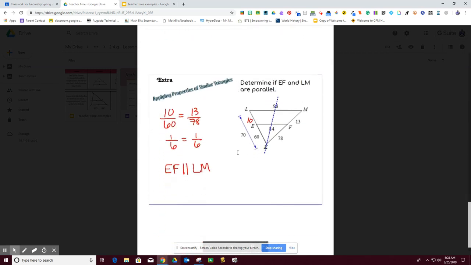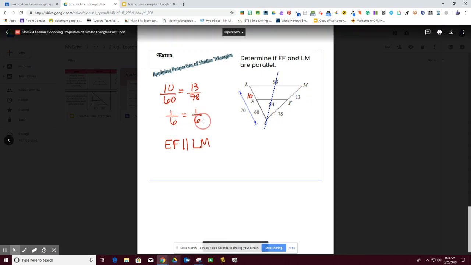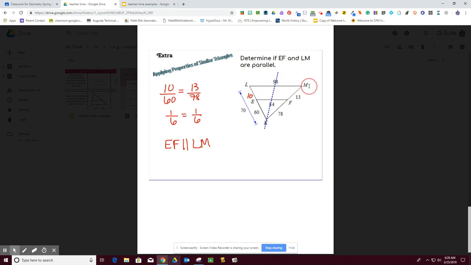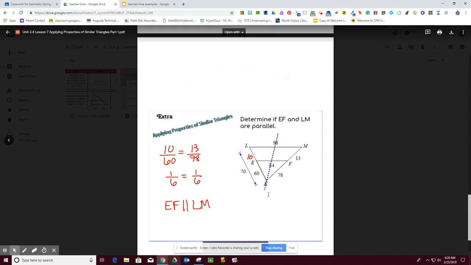And then if you look at the next example, again, I draw the blue dotted line. 70 minus 60 gives me 10, so 10 over 60 equals 13 over 78. I reduce both of those fractions, and these two segments, LM and EF, are parallel because they are proportional.